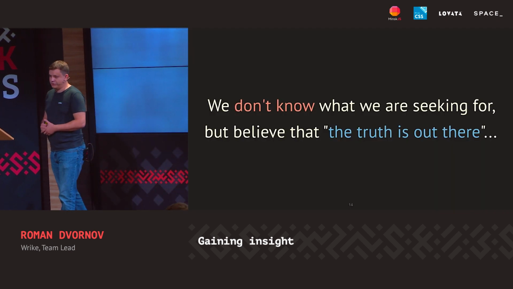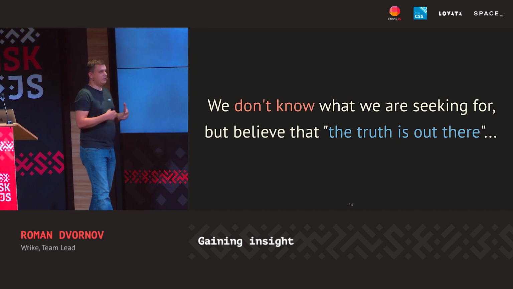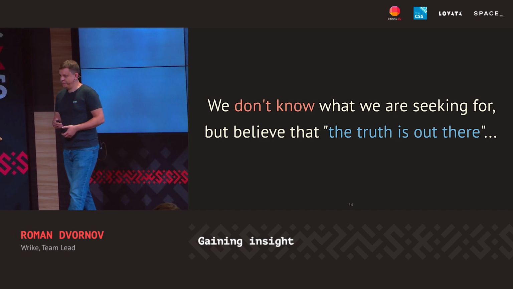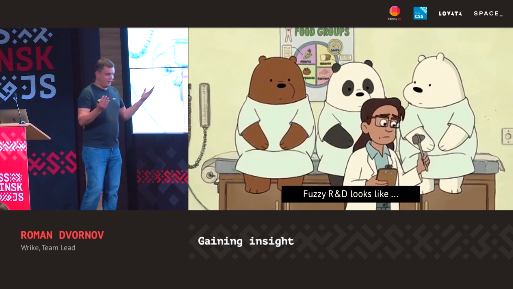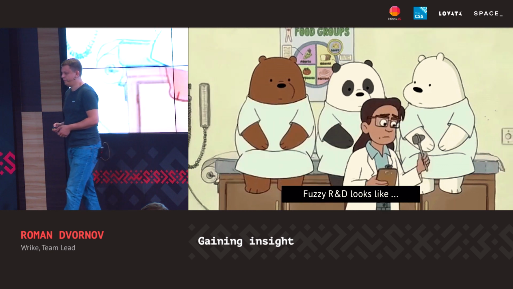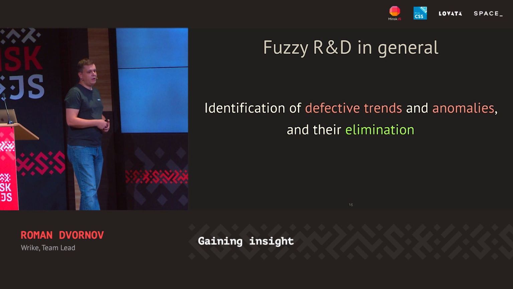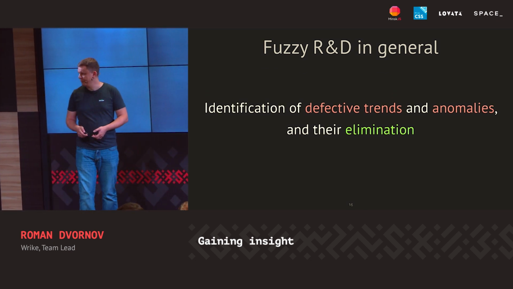When we talk about fuzzy R&D, we don't know what we are seeking for, but we know that the truth is out there, so we can improve something. But if you look at fuzzy R&D, it looks like that. So we overview our system and try to find what's going wrong. And in general, fuzzy R&D is identification of defective trends and anomalies and their elimination.